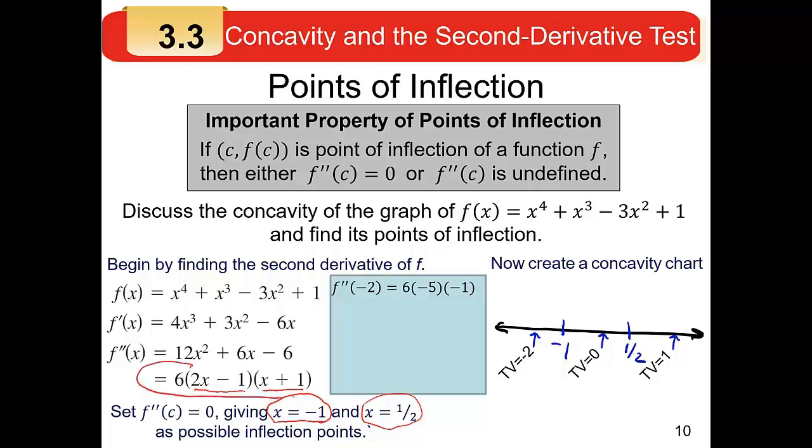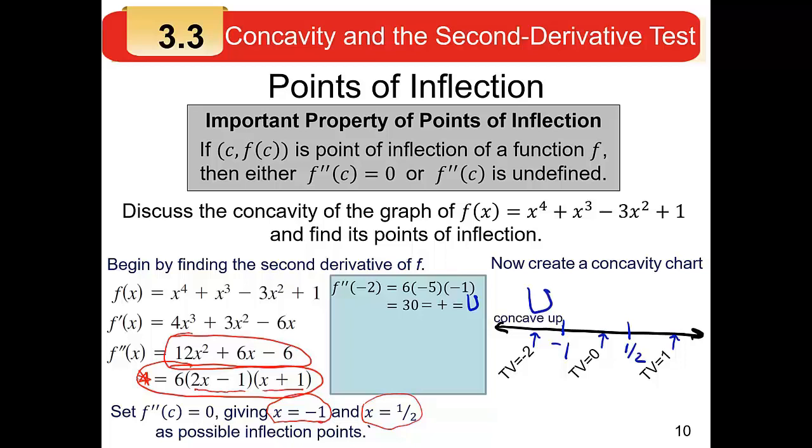You're plugging in right here. Or you could go back and plug in here. It's just easier to plug in to the factored form. And when you do that, you're going to get in this case 30, you don't really care that it's 30, you just care that it's positive. A positive second derivative means you're concave up on that interval.